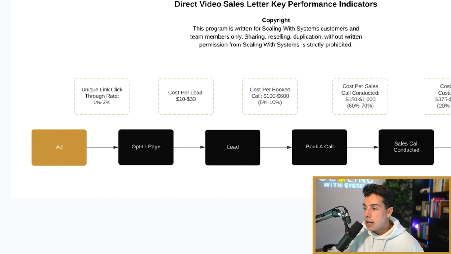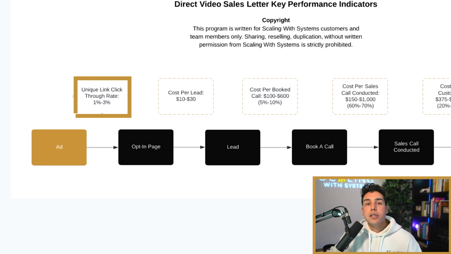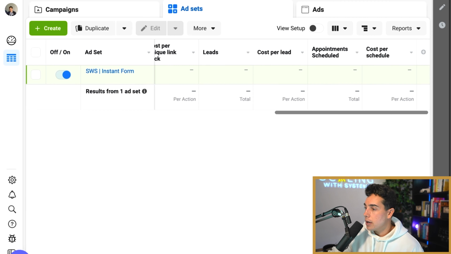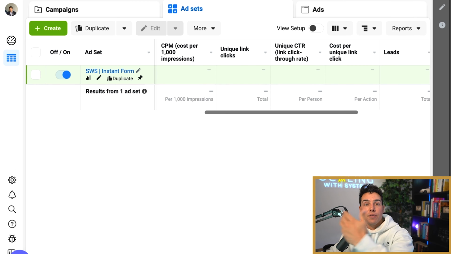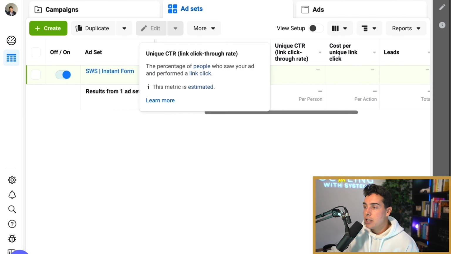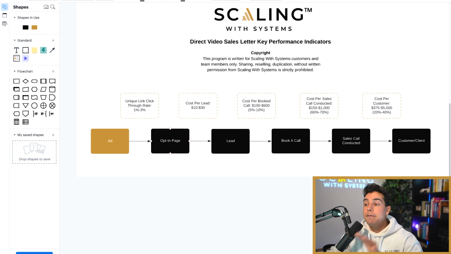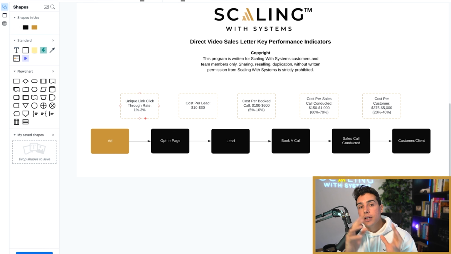From the ad to the opt-in page, we are looking for a 1 to 3% unique link click-through rate. And if I go back over to here, this is one of the first things on this funnel of the metrics that we're tracking on Facebook, unique link click-through rate, right? And if we don't have a 1 to 3% unique link click-through rate, then we're going back, we're trying new ad creatives, new ad videos, new ad images, new ad copy until we get to 1 to 3%. We're not going to move on to the next stage and start testing out the opt-in page and the sales page and the sales script until we have that nailed, because we know it's going to be almost impossible to do that later on.